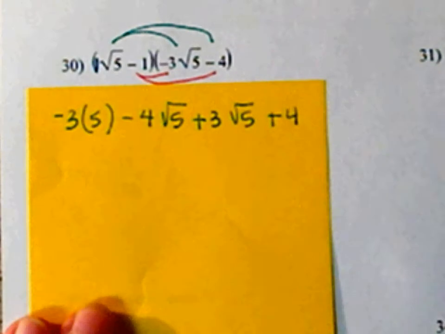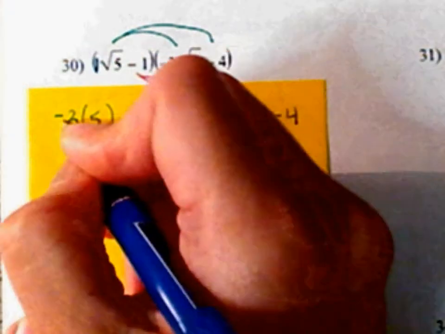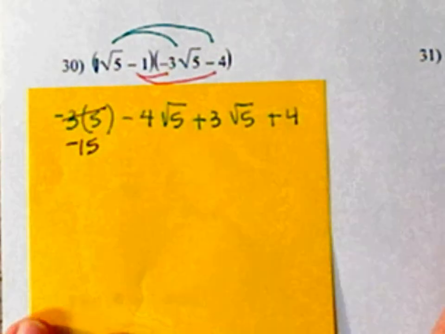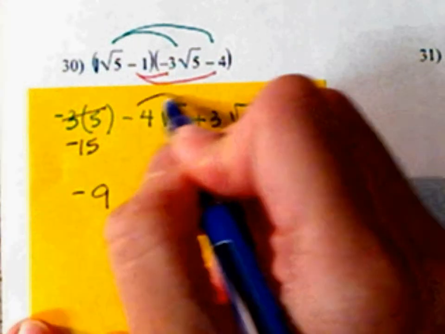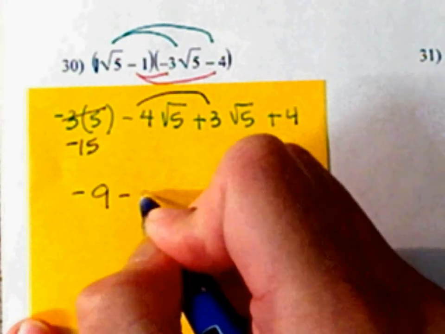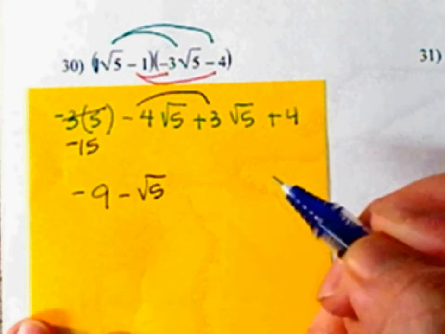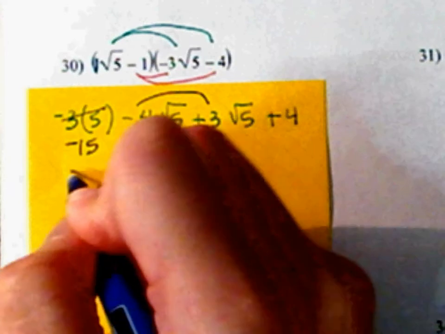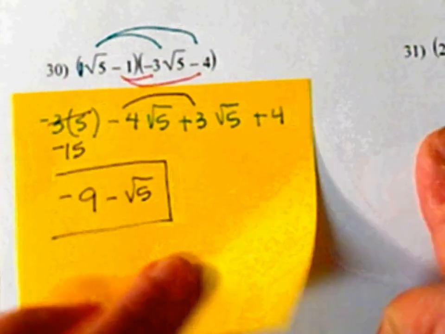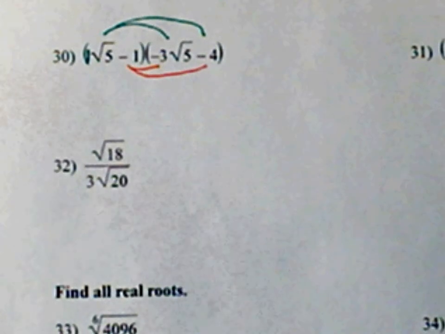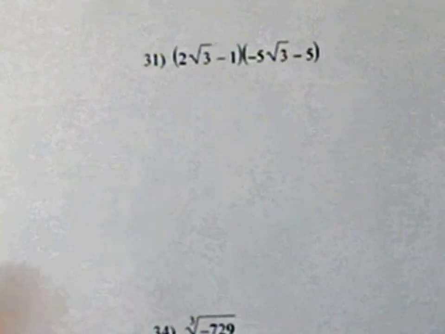Combine your like terms. This here comes out to be negative 15. So what is negative 15 plus 4? Negative 9. Negative 4 plus 3 minus 1. Don't have to write square root of 5. Can you make it any smaller? Nope. That's your final answer. Number 31. Okay.